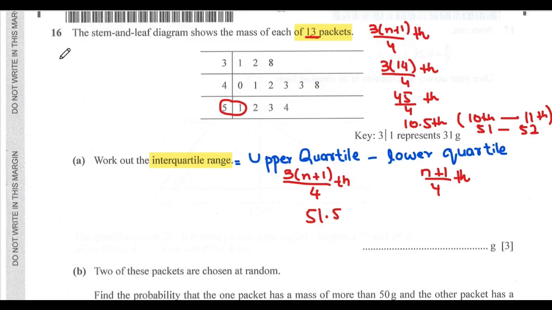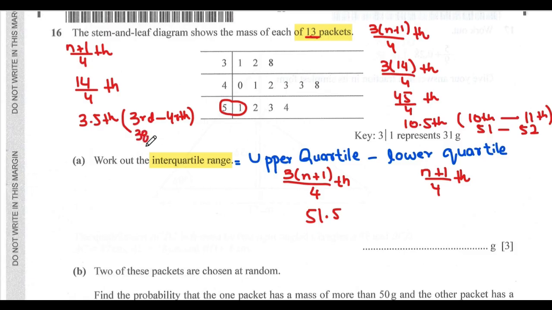Now for the lower quartile, I'll use the formula n plus 1 over 4th term. You know, n is again 13 because there are 13 packets. So it is 13 plus 1, which is 14 over 4. 14 over 4 is the 3.5th term. The 3.5th term means it is the middle term of the third term and the fourth term. Now what is the third term? The third term is 38. And what is the fourth term? The fourth term is 40. Now what is the middle value of this? The middle value of 38 and 40 is 39. So the lower quartile is 39. So 51.5 minus 39 would be 12.5 grams. So this is the interquartile range.